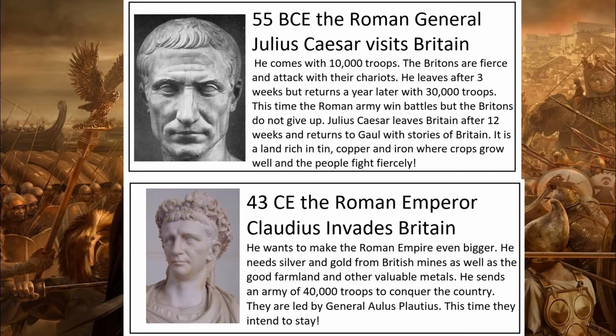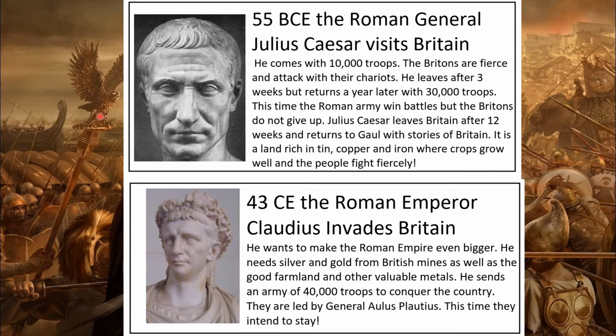So, 55 BCE, this Roman general here, Julius Caesar, visits Britain. And when he comes to visit Britain, he brings 10,000 troops or soldiers with him. But when they get here, the Britons, or the Celts, are fierce and they attack the Romans with their chariots.